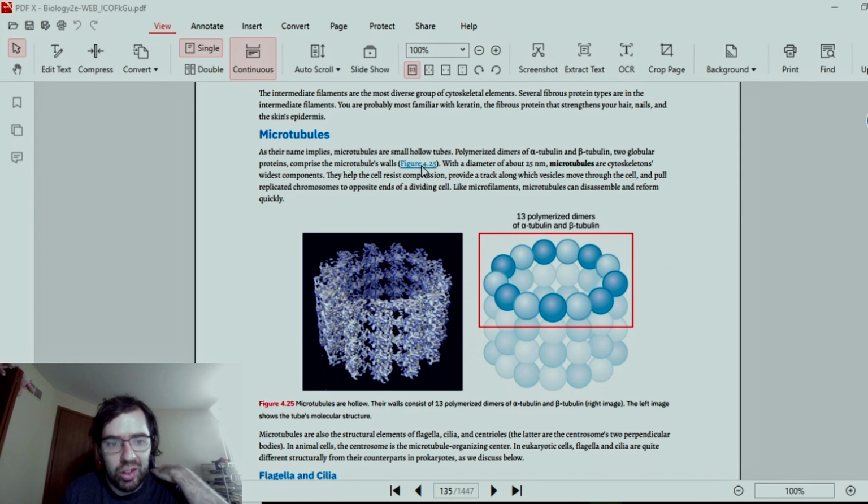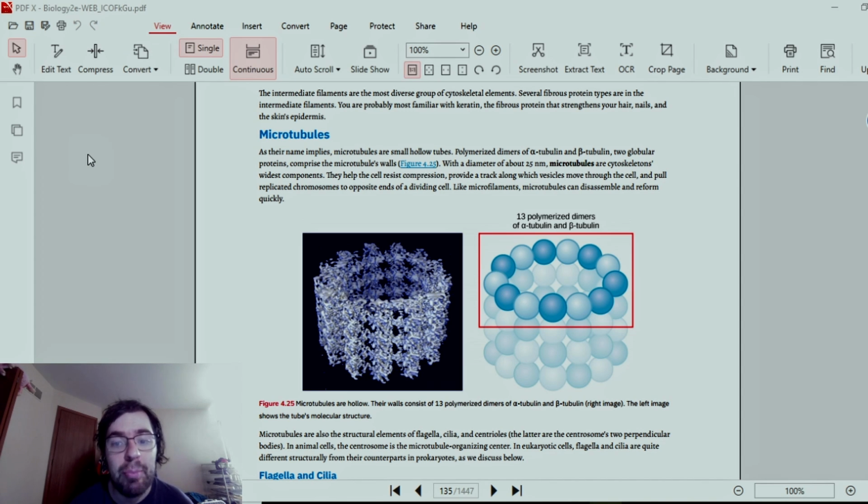Now we have microtubules. As their name implies, microtubules are small hollow tubes, polymerized dimers of alpha tubulin and beta tubulin. Two globular proteins comprise the microtubules' walls. With a diameter of about 25 nanometers, microtubules are the cytoskeleton's widest components. They help the cell resist compression, provide a track along which vesicles move through the cell, and pull replicated chromosomes to opposite ends of a divided cell.